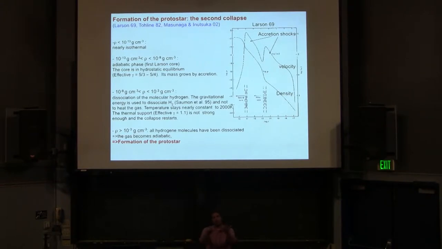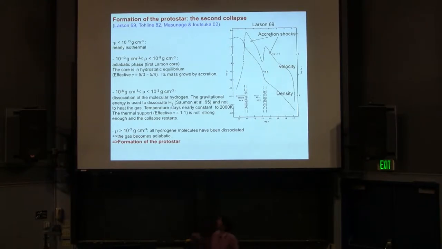Because the pressure increases, the temperature increases, and as you reach a temperature of about 2000 K, H2 starts dissociating. To do that, you need 4.4 electron volts, which in terms of temperature is higher than the temperature of your core, which means you have a very efficient cooling process, a very efficient sink of energy. Therefore, you start subtracting thermal energy, and for that reason the collapse restarts. So you have the so-called second collapse phase, which will bring you up to stellar densities and to the formation of the protostar itself.